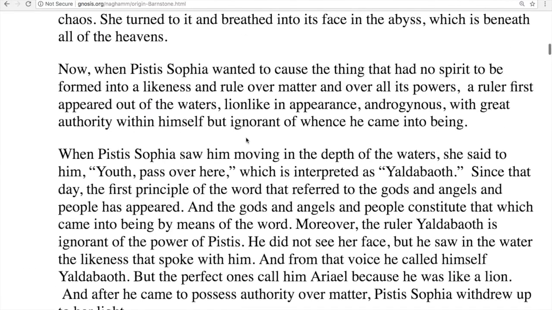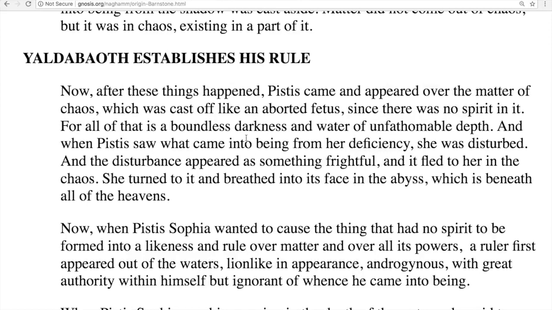So we're going to read one more section. Yaldabaoth establishes his rule. Now after these things happen, Pistis came and appeared over the matter of chaos, so faith arrives into the chaos, which was cast off like an aborted fetus, since there was no spirit in it. So in other words, this aborted fetus could have been left behind, but rather faith, which is driven by compassion and hope, come to visit this aborted fetus. For all of that is a boundless darkness and water of unfathomable depth.